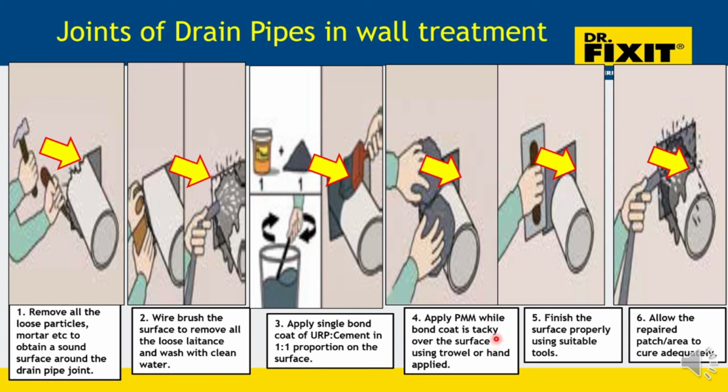Apply the PMM while the bond coat is tacky over the surface using a trowel and by hand, whatever is required. Finish the surface properly using a suitable tool. This is the tool, the trowel, and you finish it. Allow the repaired patch area to cure adequately with water. So this is a small process. We should know how to repair the drain pipes in wall treatment joints.